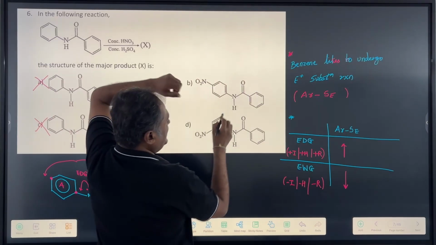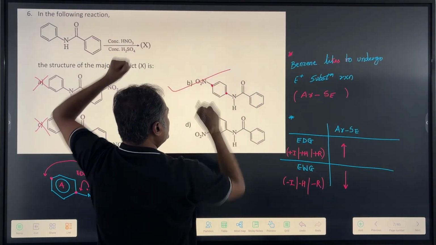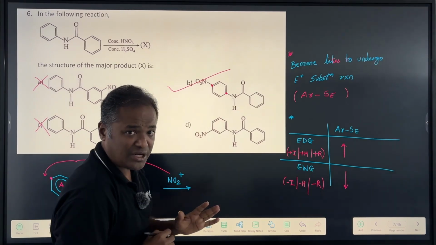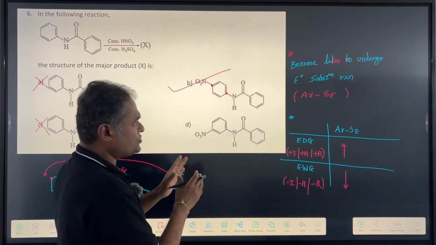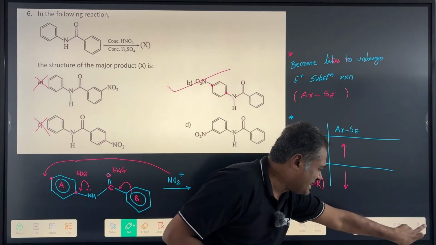In this case, child, it's correct, where you can see it's a para position. So your correct answer in this case is B. Is the term clear? Fine. I hope it is clear to you. Let's proceed with the next topic, or next MCQ, child.